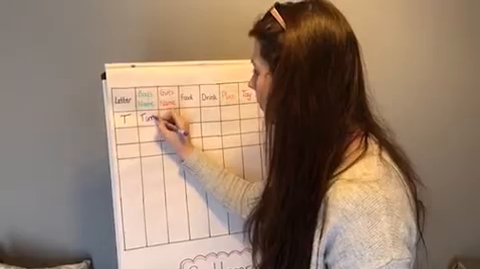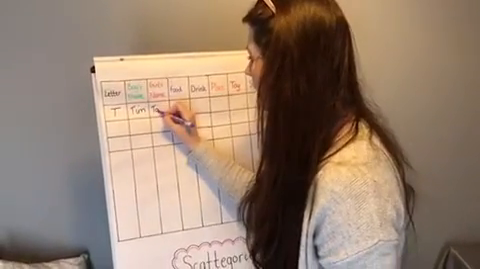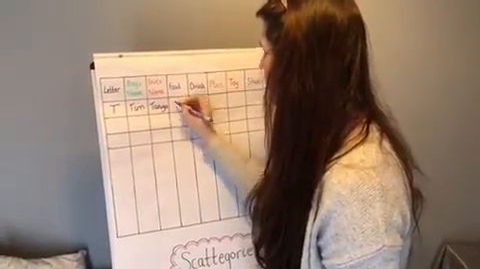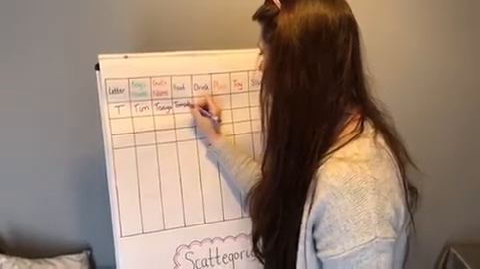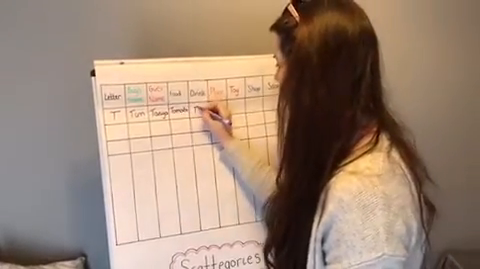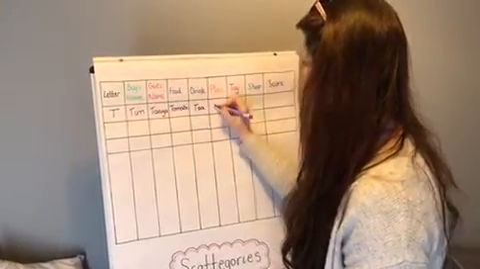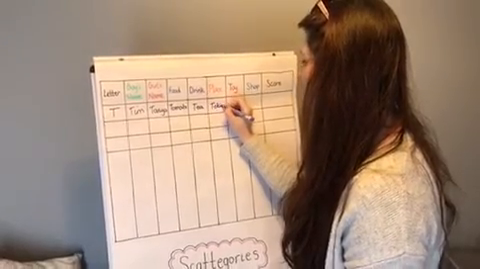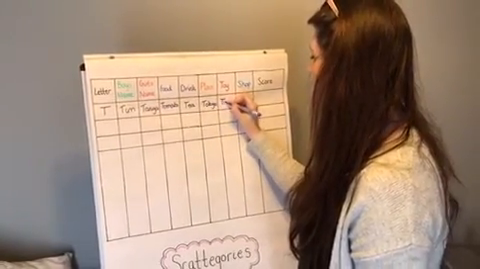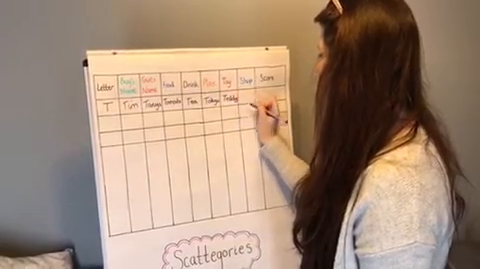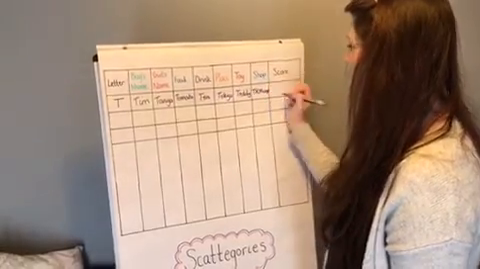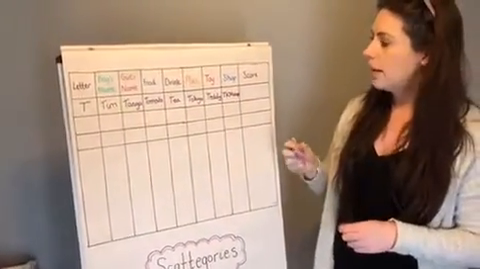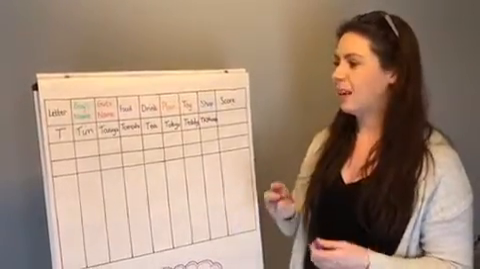Okay, so boy's name, I'm going to go for Tim. Girl's name, Tanya. Food, tomato. Drink, tea. Place, Tokyo. Toy, Teddy. Shop, TK Maxx.